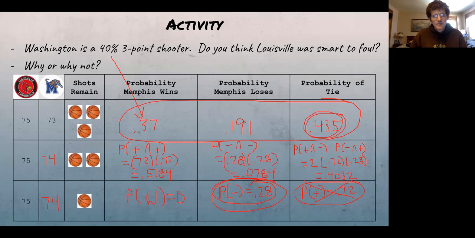So if you're just looking at winning or not, then it was maybe smart for them to foul. But if you think, well, yeah, but you gave him an opportunity to tie the game, then it wasn't as smart. All right.